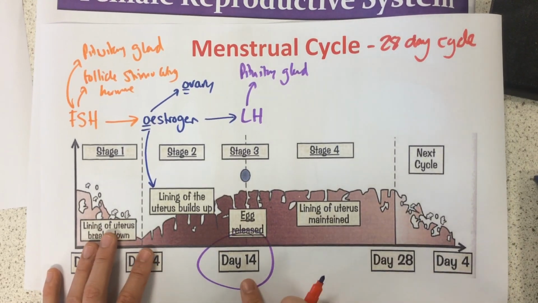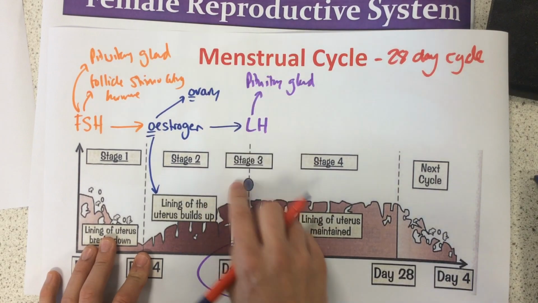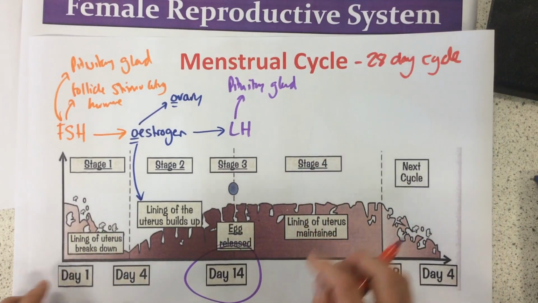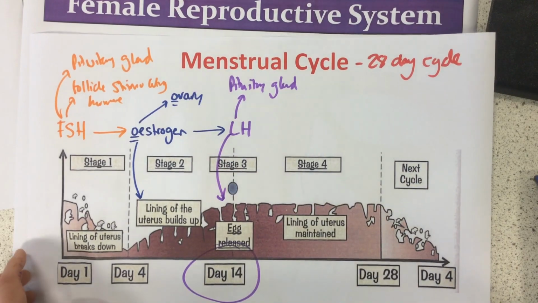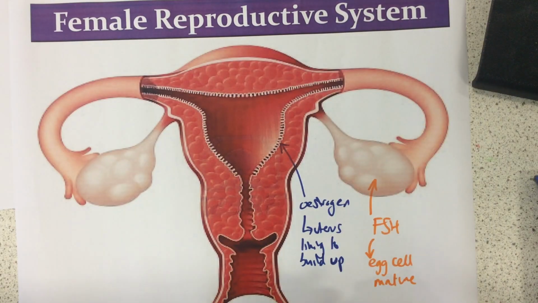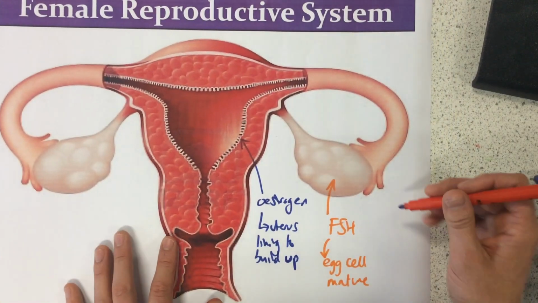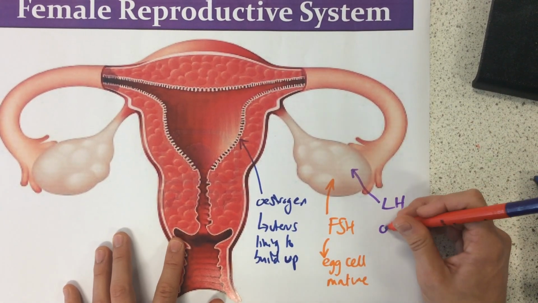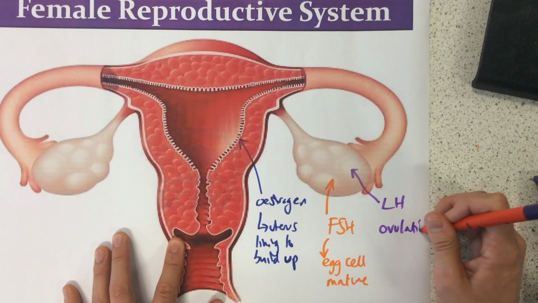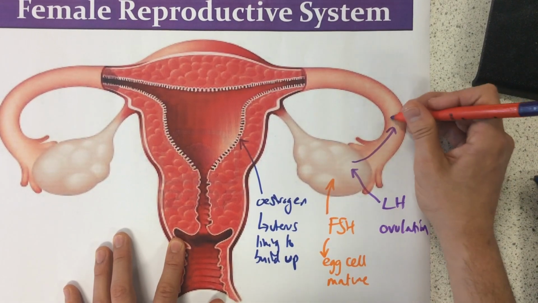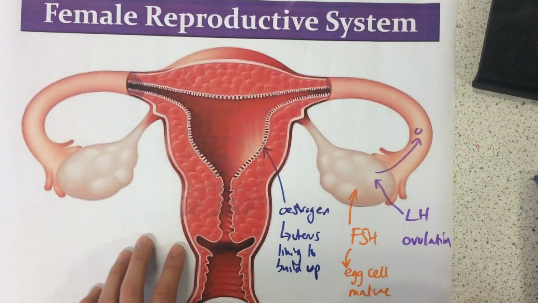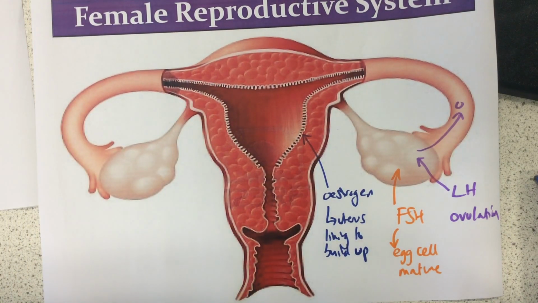So on day 14, we have a sudden surge of LH, luteinizing hormone, that causes ovulation. So it causes the release of the egg cell. So let's see that on here. So at day 14, LH actually acts here, causing ovulation, which is the release of the egg cell. So the egg cell will start to be released from the ovary and travel down here. So that's on day 14.